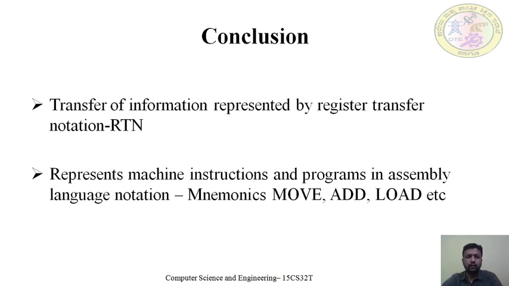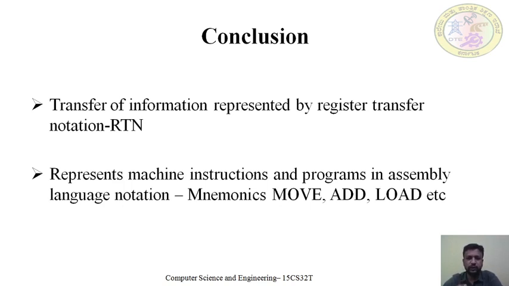So let's conclude today's concept. In today's session we have discussed that information in a computer is transferred from one location to another location using register transfer notation, in short RTN. These locations may be memory locations, processor registers, or registers in an IO device.